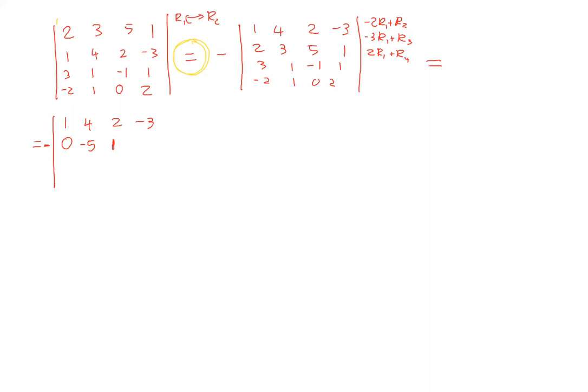The negative, what negative? The negative came from the very first operation, right? This operation, we swap 2 rows. When you swap 2 rows, you gain a negative sign in front, right? And -2 times -3 is 6 plus 1 is 7.